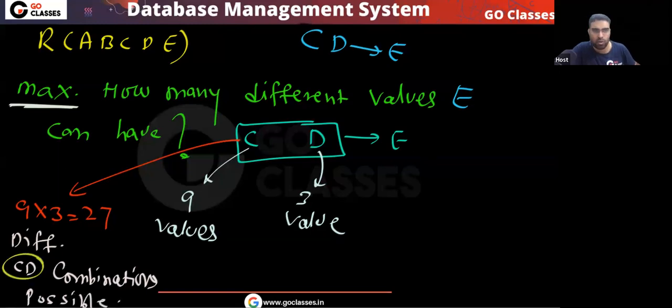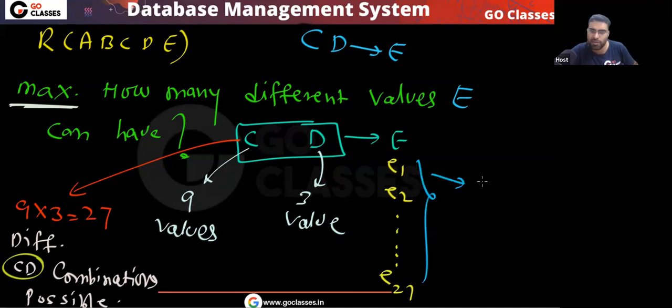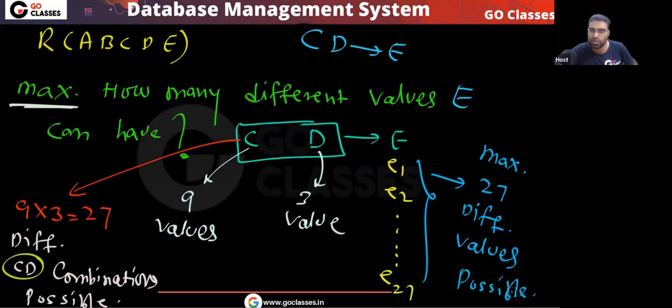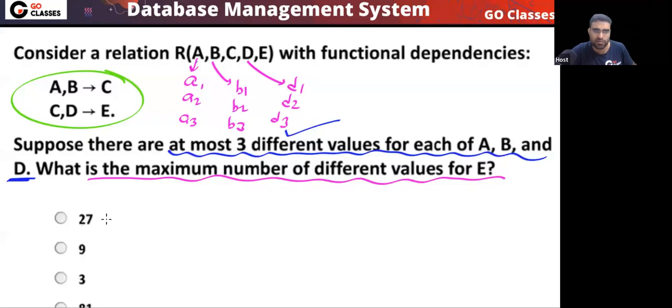So how many E values are possible? For every combination, you give a different value, E1, E2, and so on. So very simple. Finally, the answer will be maximum 27 different values possible. So this is your answer. For this question, the answer will be 27.